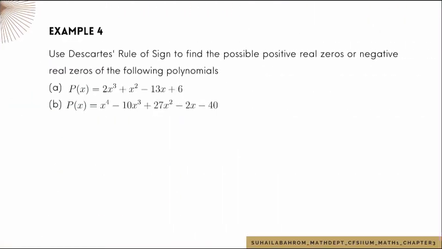We want to detect how many possible positive and negative real zeros. So I will show the first example here. For the positive real zeros, for the first example, there is no variation in sign at first, and we have the first variation in sign from positive to negative. This is the first one, and from negative to positive, this is the second one. So there are two variations, meaning that there will be two or zero positive real zeros.